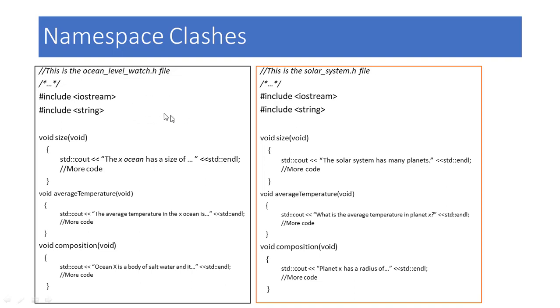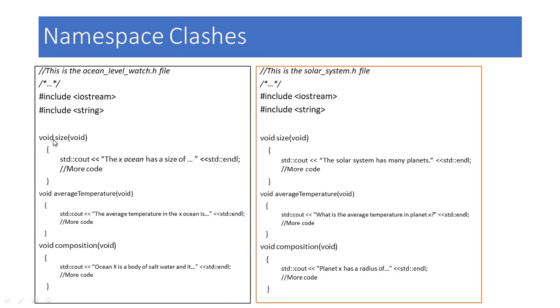So to develop the NASA application that we just saw in that situation in the previous slide, we would need these two header files. One will be the ocean_level_watch.h file, while the other one will be the solar_system.h file. Let's look at both. They contain exactly the same functions: void size, void average temperature, and void composition. The same thing here. They have the same functions.